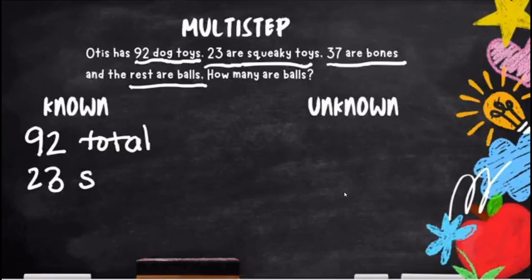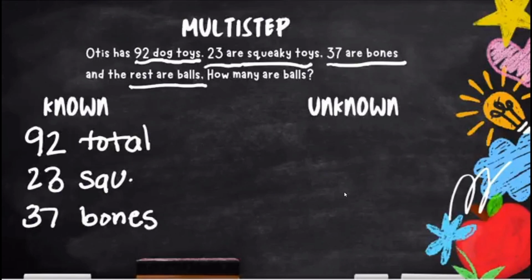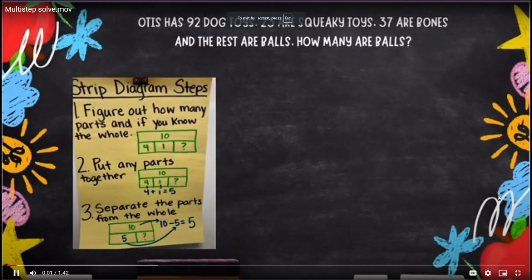So 23 are squeaky, 37 are bones, and then the rest are balls. But we don't know how many are balls, so that goes under unknown. We do not know the number of balls that Otis has to play with. That helps us kind of organize our thoughts. Okay, and now we're ready to solve.